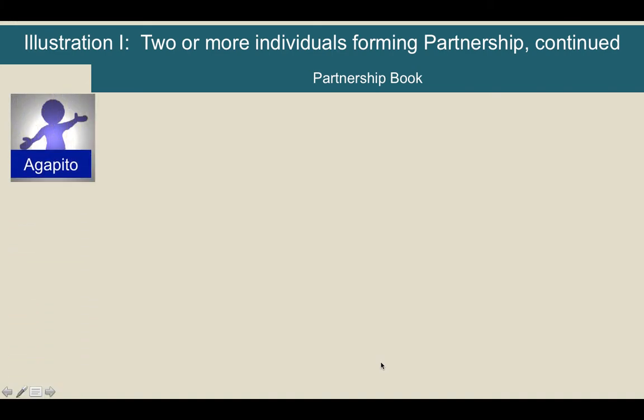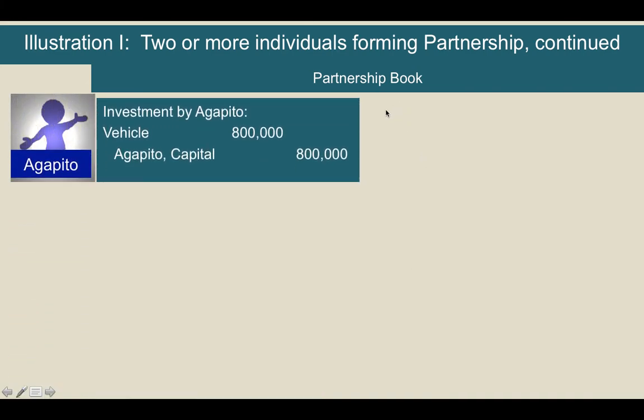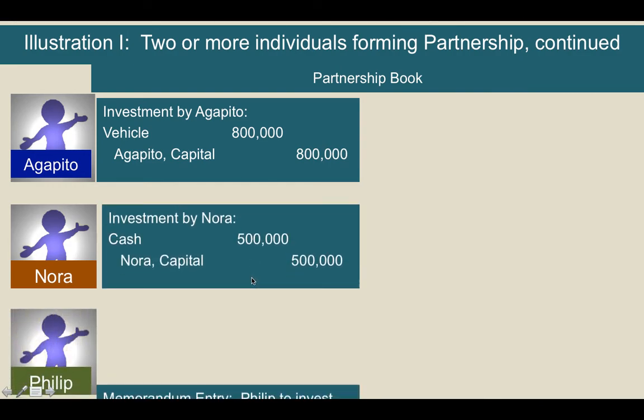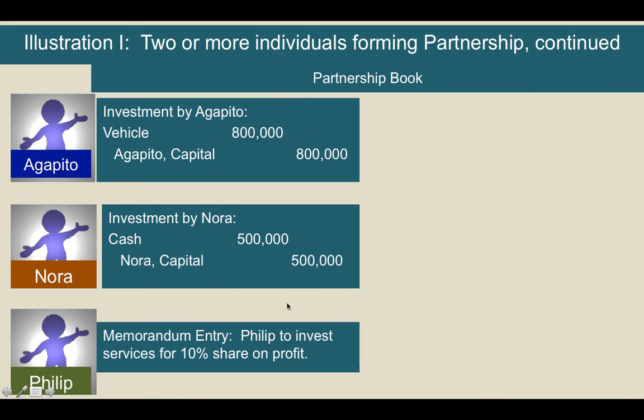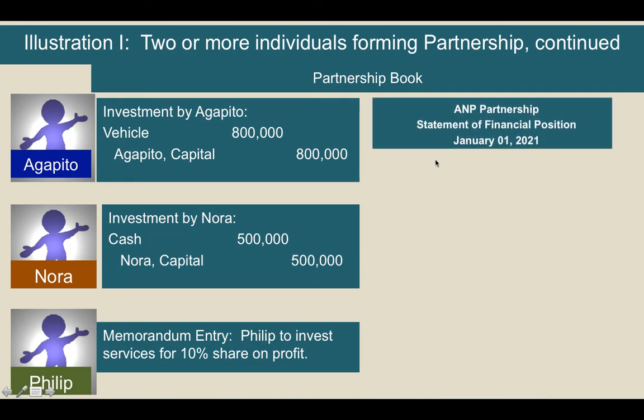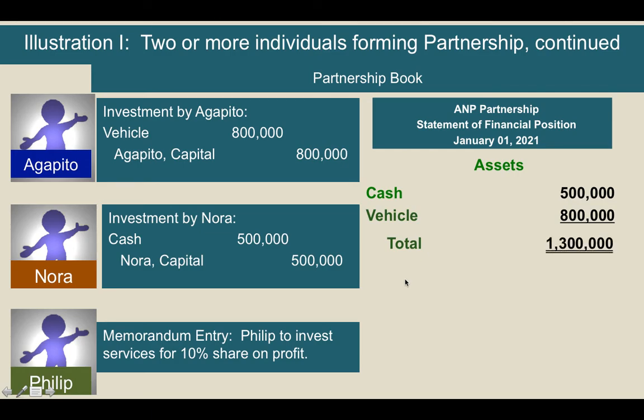And now, let us recapitulate. In the partnership book, what were recorded is that we receive investment from Agapito, we receive investment from Nora, and from Philip. Okay, this is what were recorded in the partnership book. Based on this, we can now have an opening statement of financial position for A&P partnership. Based on these entries, we will have our assets, which will be cash contributed by Nora at 500,000. We will have a vehicle contributed by Agapito at 800,000. So the total assets of the business is 1.3 million.